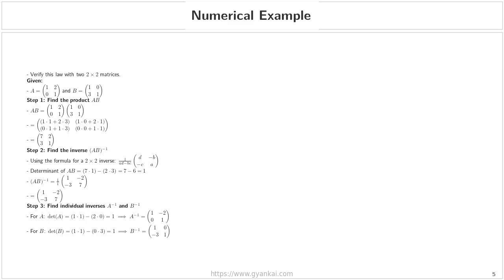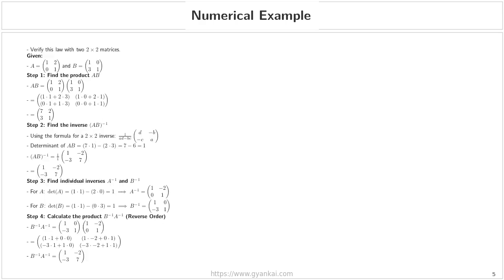Similarly, for matrix B, the determinant is 1 times 1 minus 0 times 3, which is also 1. This gives us the inverse of B as a matrix with 1 and 0 in the first row, and negative 3 and 1 in the second row. Finally, in step 4, we calculate the product of these inverses. Crucially, according to the reversal law, we must multiply them in the reverse order.